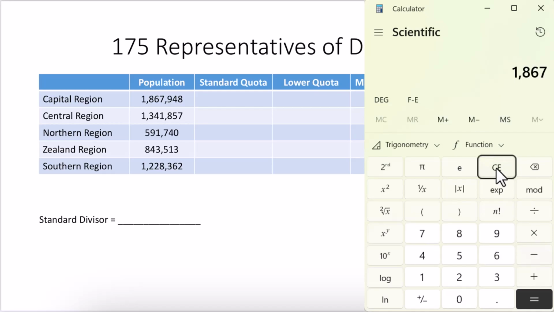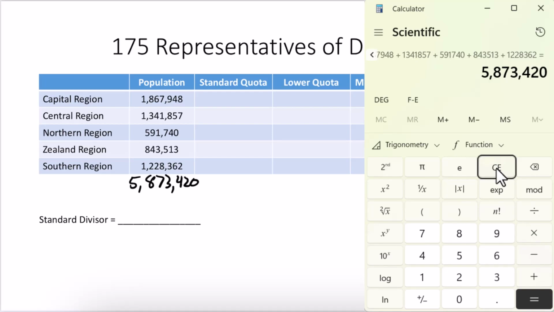So I'll have 1,867,948 plus 1,341,857 plus 591,740 plus 843,513 plus 1,228,362. And that tells me that the total population of Denmark is 5,873,420.